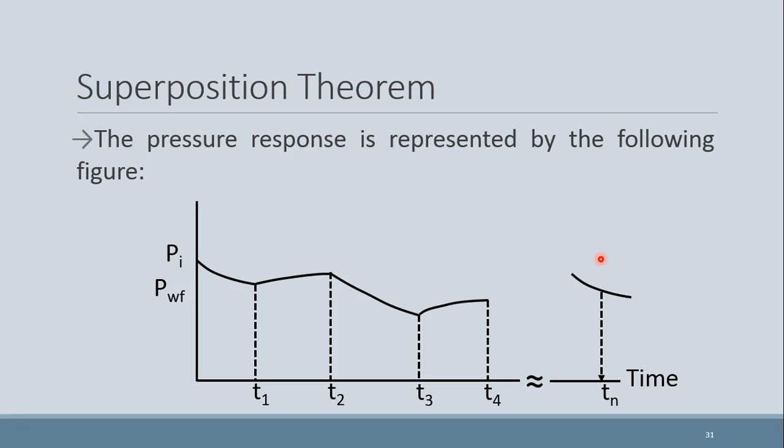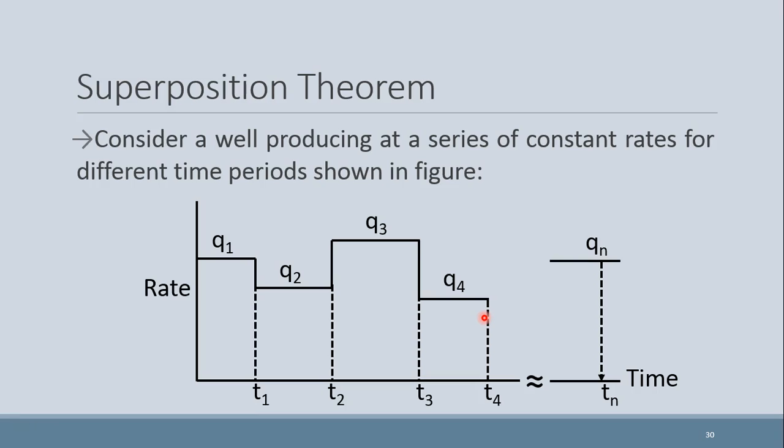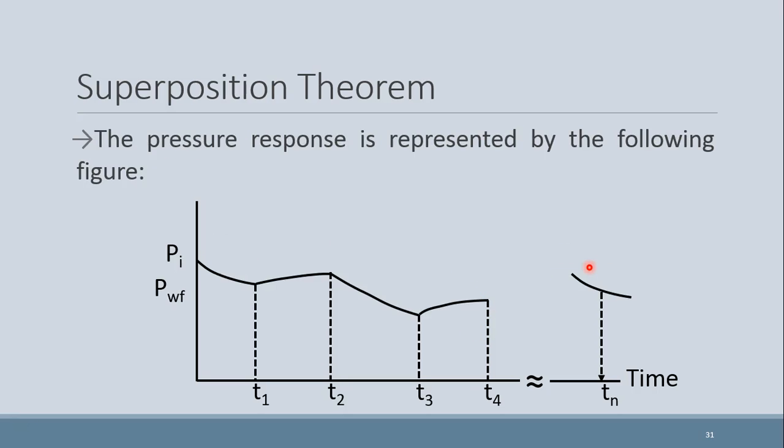So the pressure response at the well, PWF, can be represented this way. If there is a decline, then there will be a little build up, and again decline, and then again build up. The reason for that is here the rate is reduced, then the rate is increased again, then the rate is reduced further. And this is somewhere intermediate.